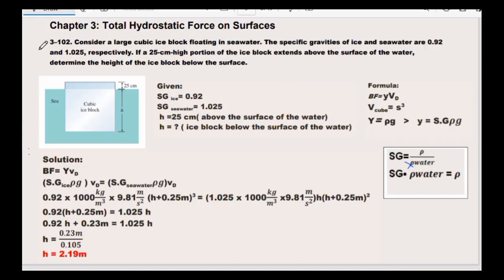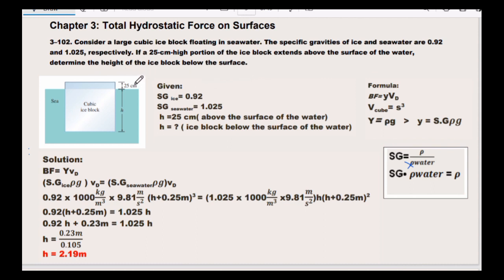Hello everyone, so today we will solve another topic of fluid mechanics, chapter 3, total hydrostatic force on surfaces, from the book of Yunus Cengel and John Cimbala, problem 3-102. Consider a large cubic ice block floating in seawater. The specific gravities of ice and seawater are 0.92 and 1.025 respectively. If a 25 centimeter high portion of the ice block extends above the surface of the water, determine the height of the ice block below the surface.